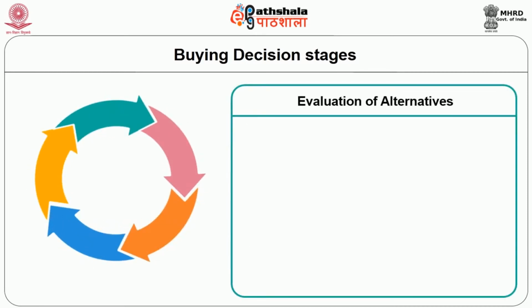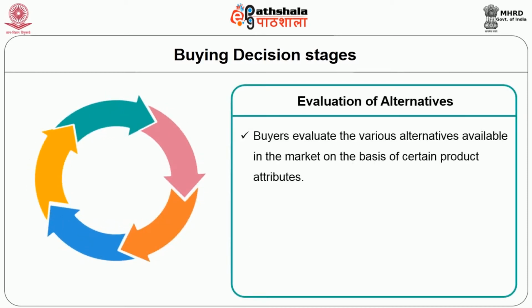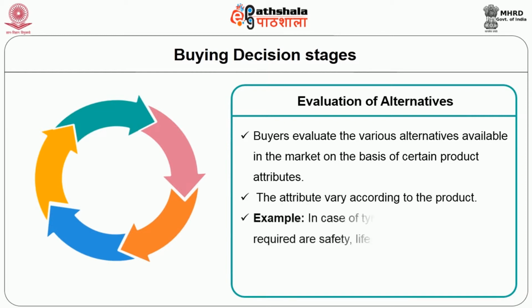Evaluation of alternatives. Buyers evaluate the various alternatives available in the market on the basis of certain product attributes. The attributes vary according to the product. For example, in case of tires, the attributes normally required are safety, life, quality and price. The marketer must try to find out which attributes the consumer gives importance.